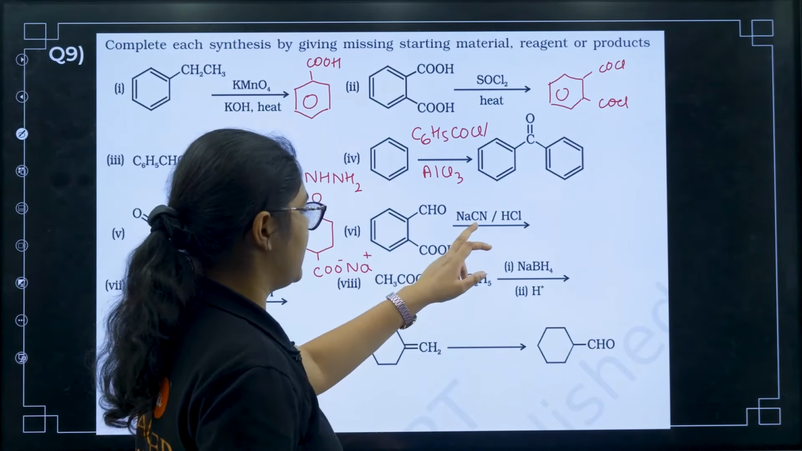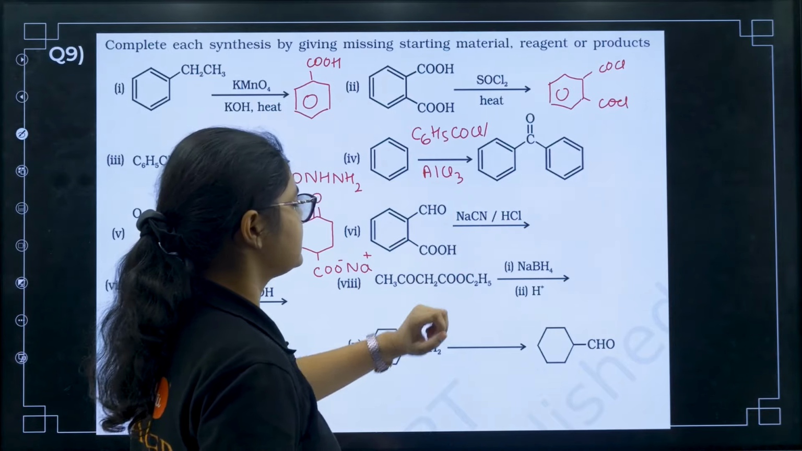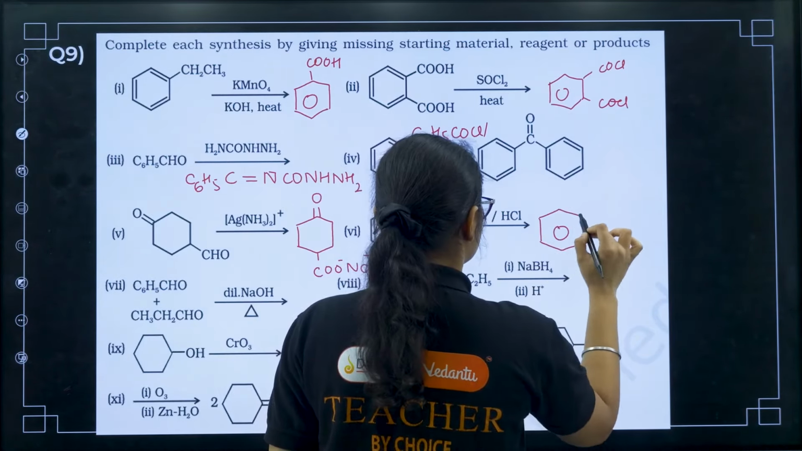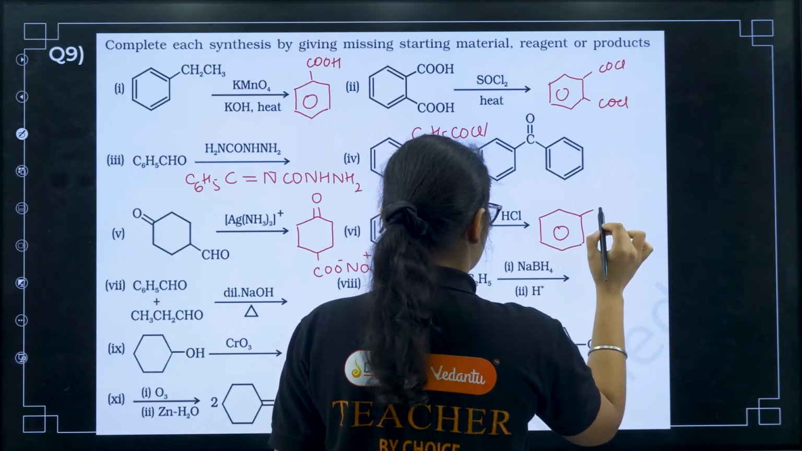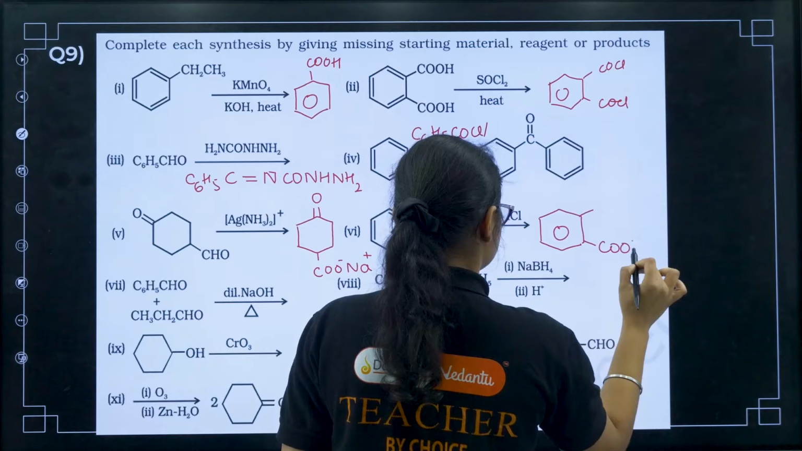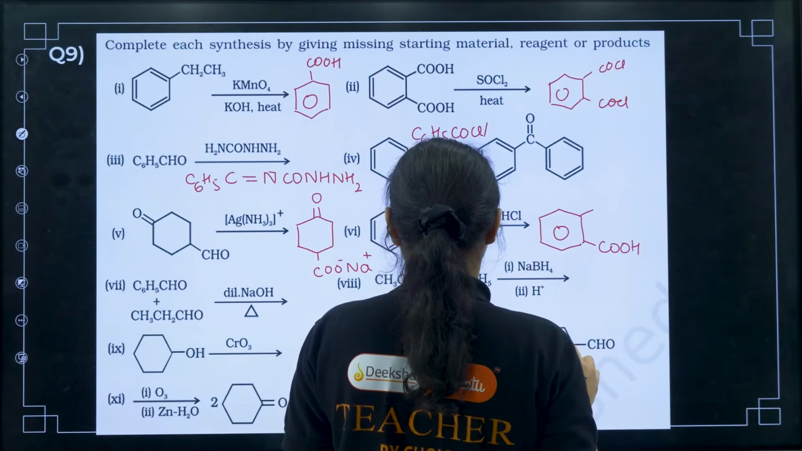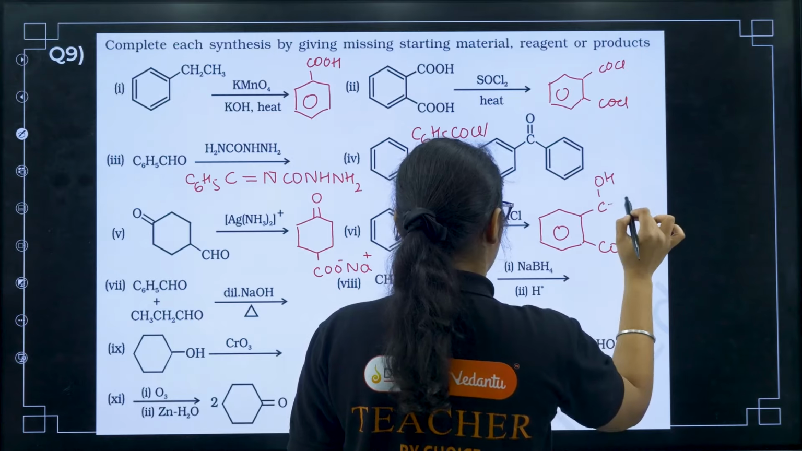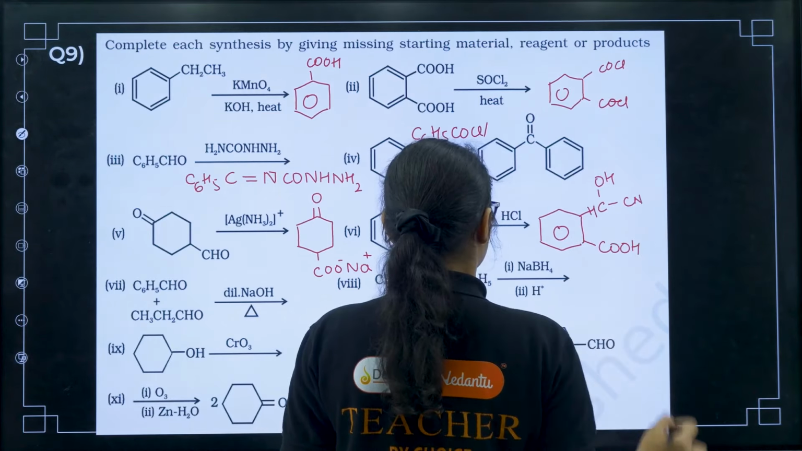Then here we have NaCN and HCl, so this one will convert this one first to cyanohydrin, so I will get COOH, okay, and I will have this one, that is C(OH) and CN.